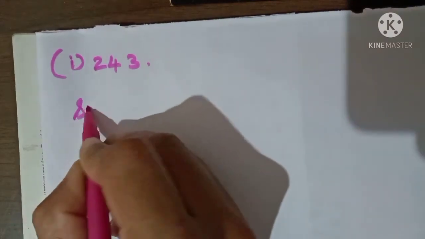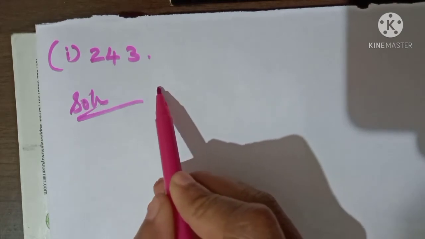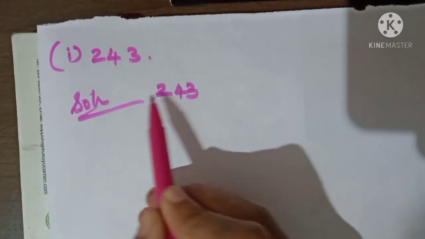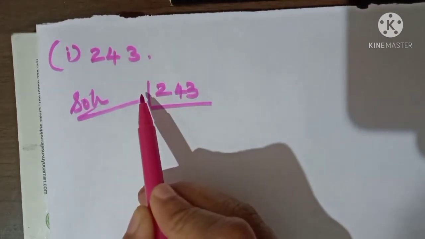What is the question, children? The first question is 243. So what are you going to do? You are going to do prime factorization method. Solution: 243, do a prime factorization method.